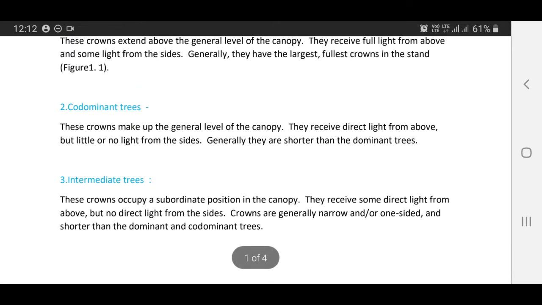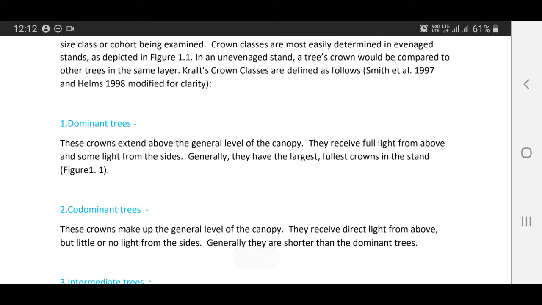Now we discuss first dominant trees. These crowns extend above the general level of the canopy. They receive full light from above and some light from the sides. It means dominant trees are properly spaced in the forest and they receive full sunlight from the top of the trees as well as from the side of the trees. So their growth and development is proper, their height is also proper, and they form maximum height crowns. Generally they have the largest, fullest crowns in the stand. You already see in the figure 1.1.